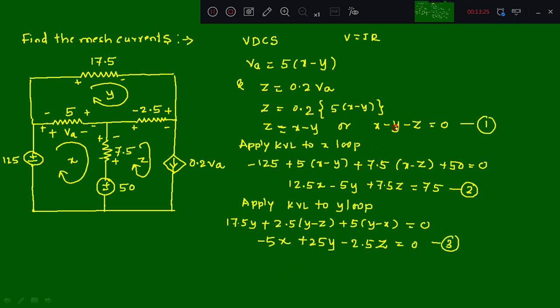Now we have equations number 1, 2, 3, but we cannot apply KVL here. Why? Because in this loop, Z itself is a 0.2 VA source. This results in one equation among the simultaneous equations for this circuit, so no need to apply KVL here. You can use Cramer's rule or the direct calculator entry method to get the values of x, y, z. Those are the mesh currents for the given circuit.